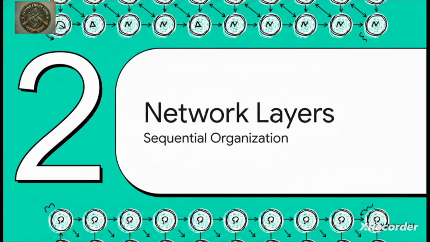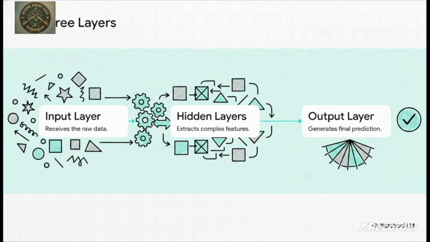Section 2, Network Layers, Sequential Organization. Now that we've got our individual parts, let's zoom out a bit and see how these neurons are arranged macroscopically. Data flows cleanly through this architecture like a highly efficient assembly line. First, raw data enters the input layer. And get this, the number of neurons here must exactly match the number of features in your data set. So say you have a 28 by 28 pixel image. Well, that needs exactly 784 input nodes.